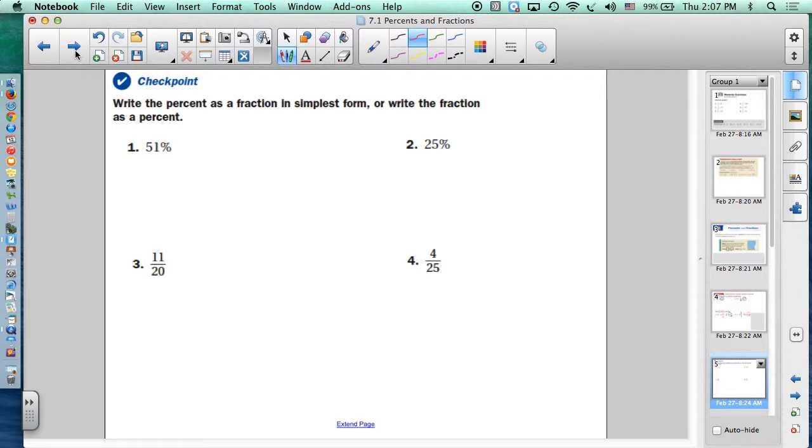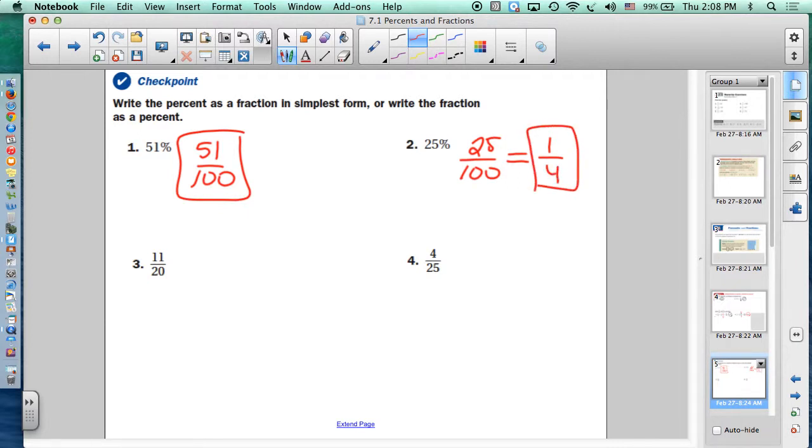Okay, so 51%, I'm going to write that as 51 over 100. And because 51 and 100 don't have any common factors, it can't be reduced. If we take 25%, I'm going to write that as 25 over 100. And because 25 goes into both of those, 25 divided by 25 is 1, 100 divided by 25 is 4, so that reduces to 1/4. Which should make sense, because if you think about American money, 1/4 is 25 cents, or 25 out of 100 cents.